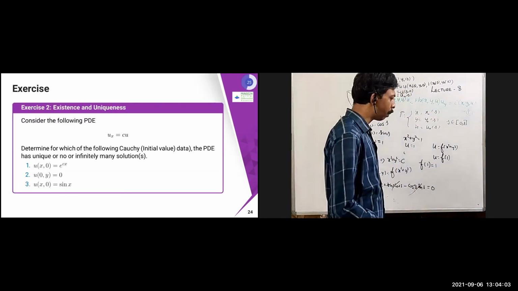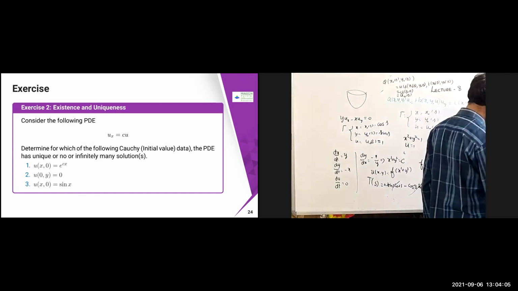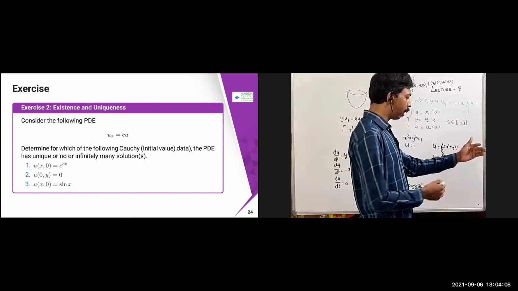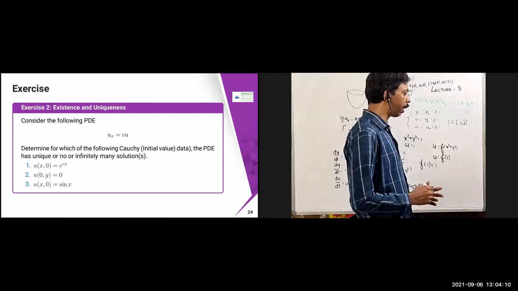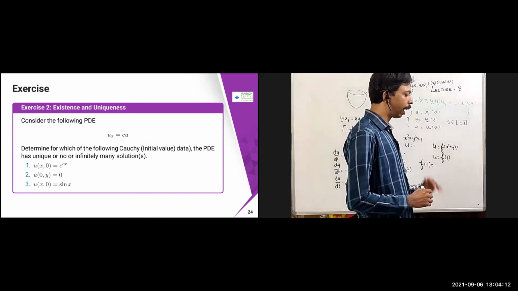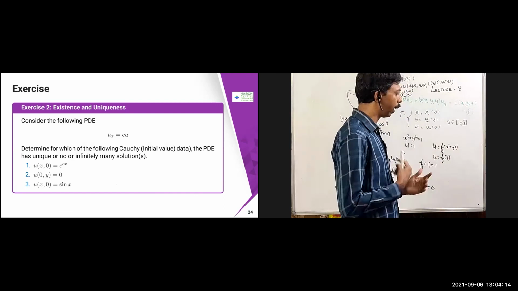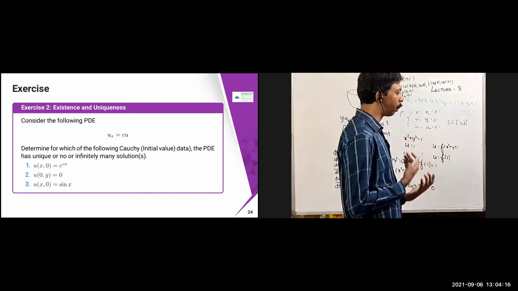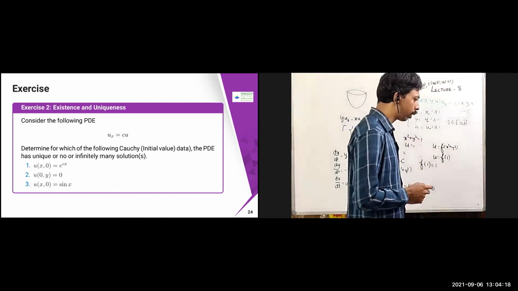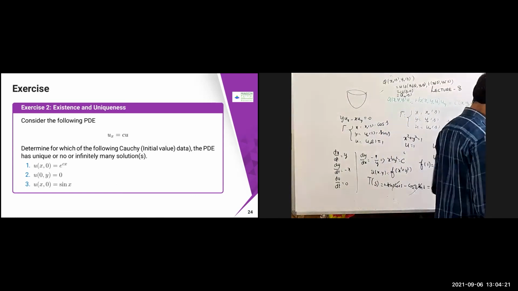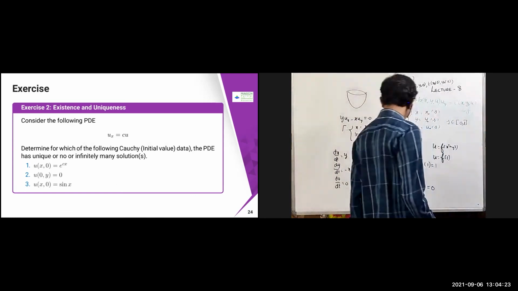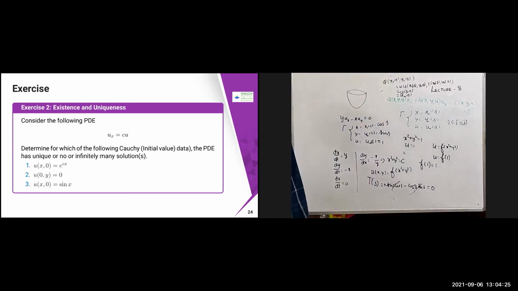So this I will stop. This I will give as an exercise. Consider the following PDE with different Cauchy data. You have to find the solution for this, either a unique solution, or infinitely many solutions, or no solution. Okay, so this is an exercise. Any questions?